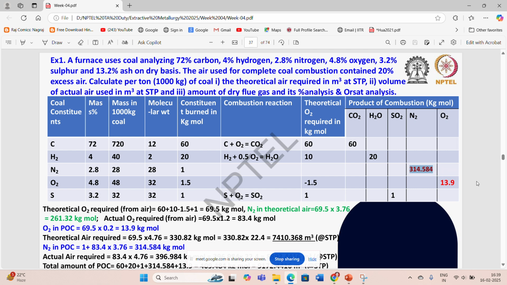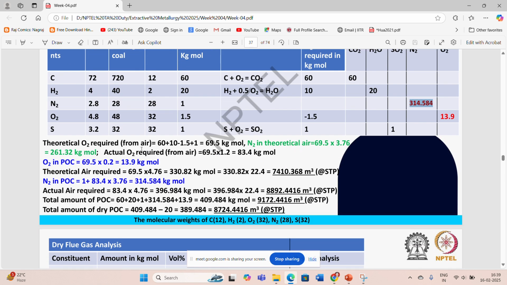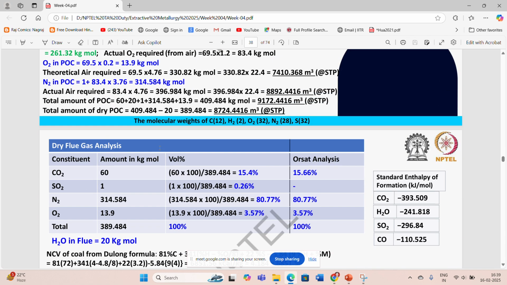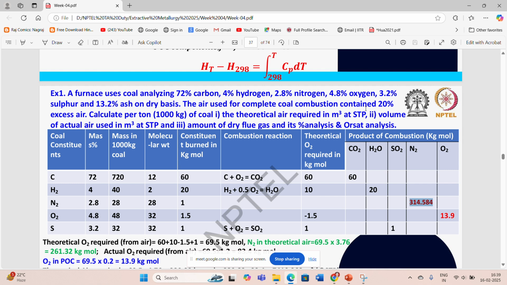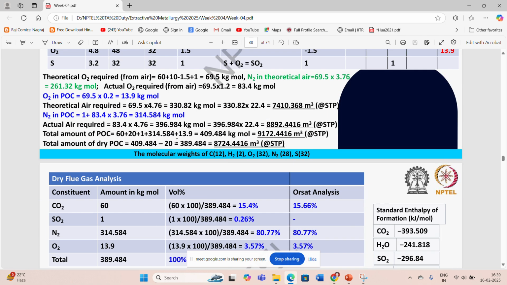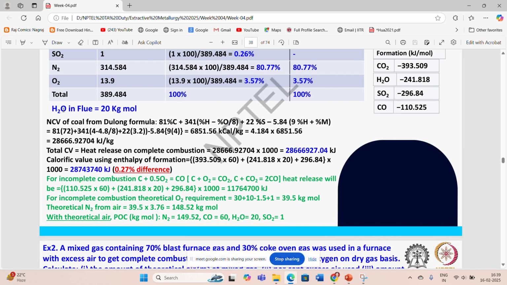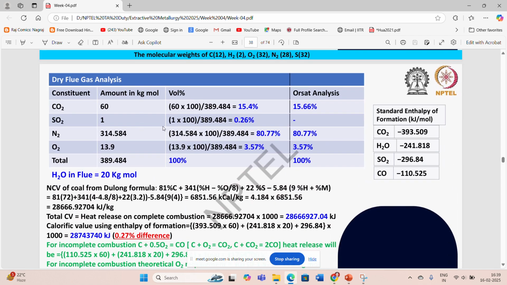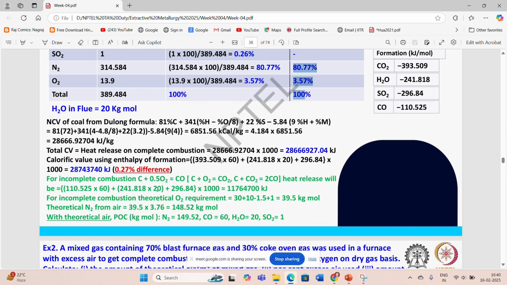So according to that, we can calculate the theoretical O2 requirement, and then as we have given, we are providing 20% excess air. So by multiplying 1.2 with the theoretical O2 requirement, we can calculate the excess air requirement. And then the dry flue gas analysis is going to be like this. And with the help of the standard enthalpy of formation, we can calculate the NCV, or net calorific value, of the flue gas generated during the whole process.